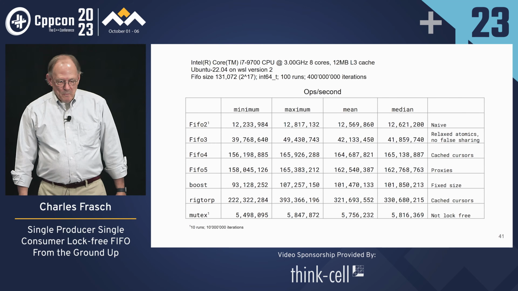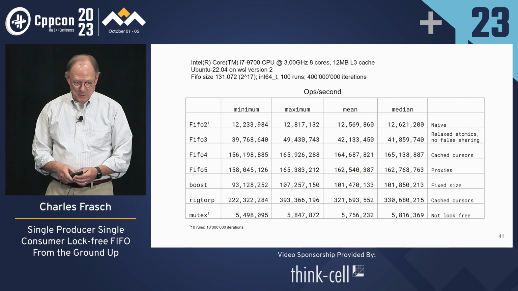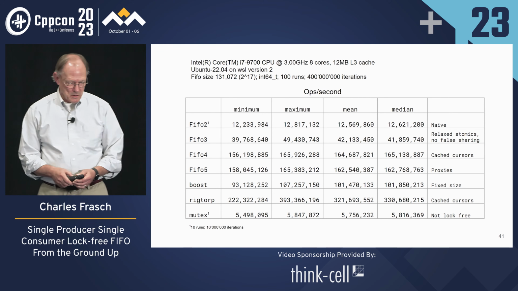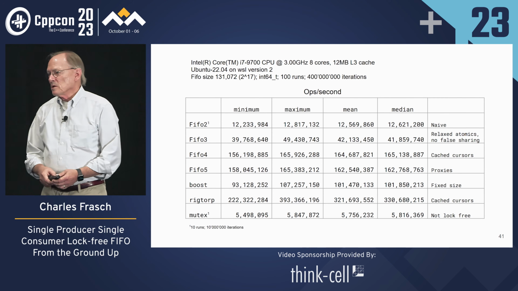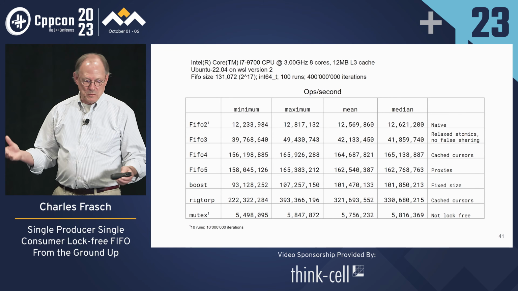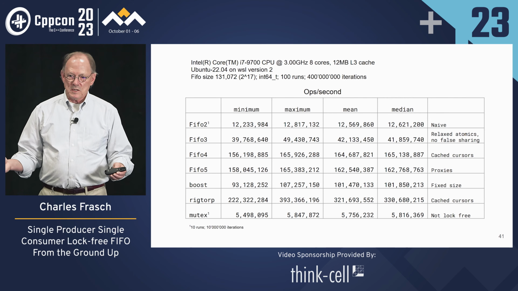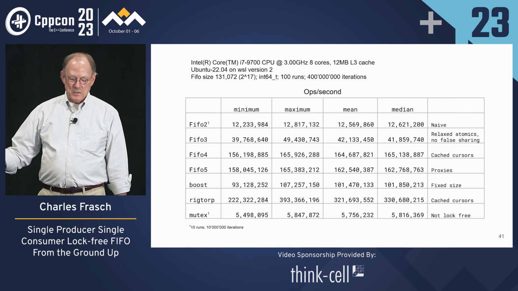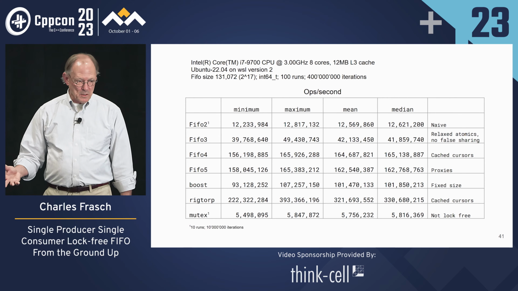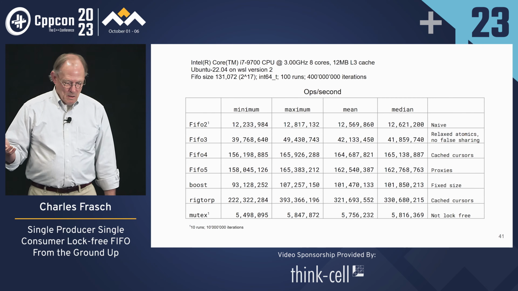All right, so what did we see here? Those benchmarks were run on my desktop computer. It's an 8-core, 3 gigahertz machine, running Ubuntu 22 under Windows Subsystem for Linux 2, which means it's virtual machines. We used 2 to the 17th FIFO size, transferred 64-bit integers, did 100 runs of each one of the performance things. Each run was 400 million iterations. And from those 100 runs, I computed minimum, maximum, median, and mean values for those.